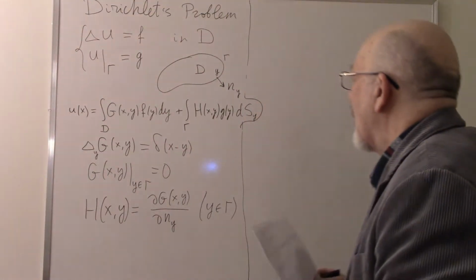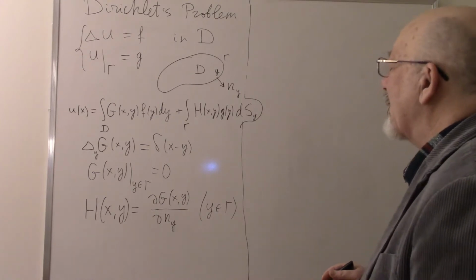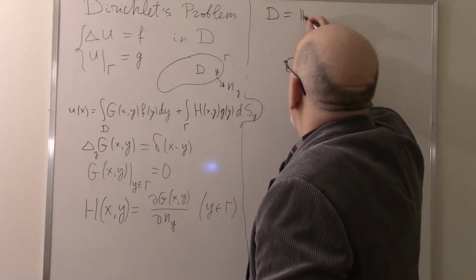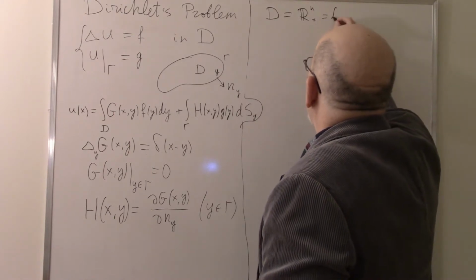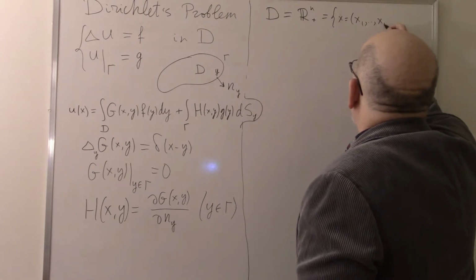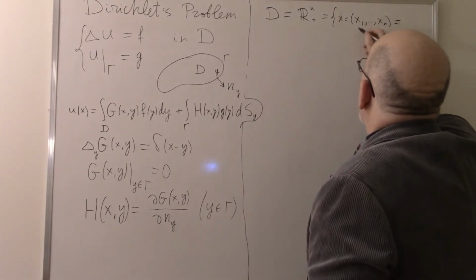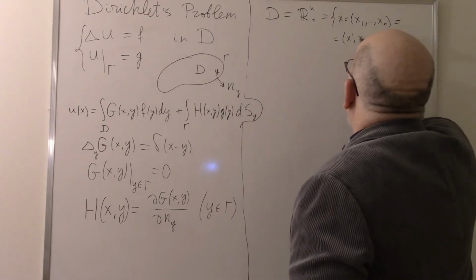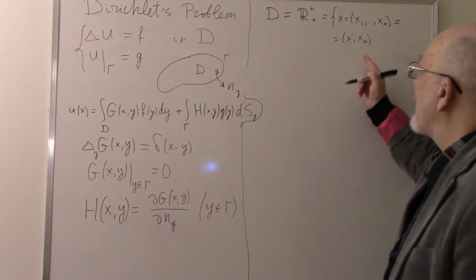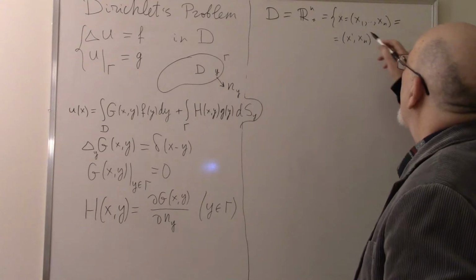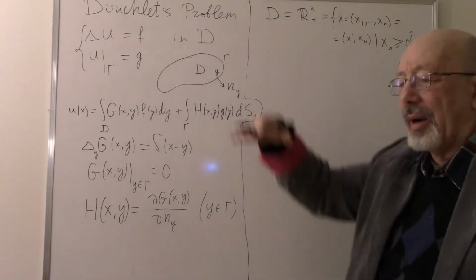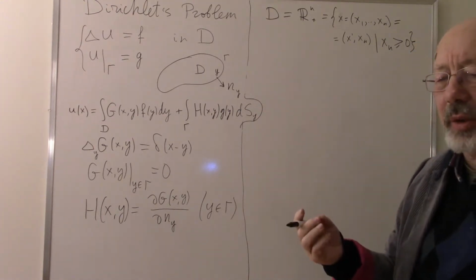Now, how to actually find these functions G and h in the case when D equals R n plus. It is the set of x equals x1 up to xn, and we shortly write it x prime, xn, where x prime is x1, x2 up to xn minus 1, and xn is the last coordinate, such that xn is more or equal than 0. So it is a half space. In case n equals 2, it is a half plane.